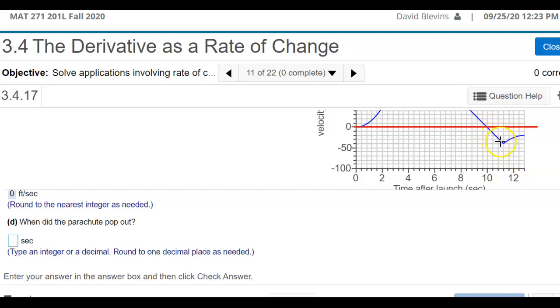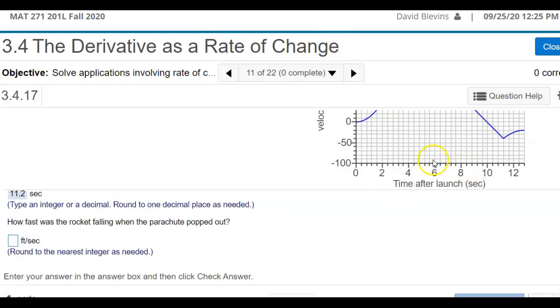We're dropping fast, and this slows our descent. Now we start abruptly slowing down our descent as we fall. We're still falling though, because we're still negative. We're still below zero. It's just slowed the rate at which we're falling to a safer speed. So that was again 10.4, 10.8, 11.2 seconds. You have to pay attention to the little tick marks and what each tick mark represents. How fast was it falling when the parachute popped open?